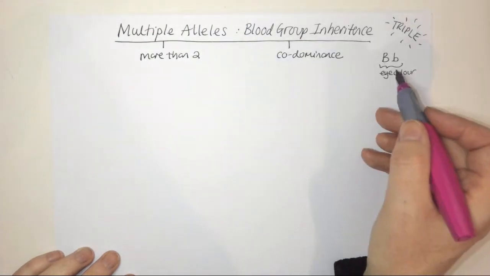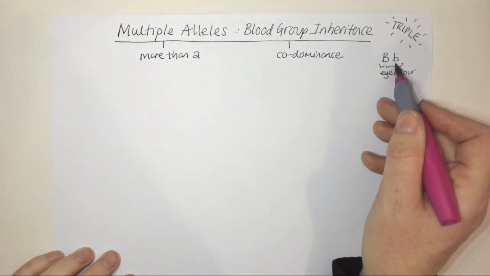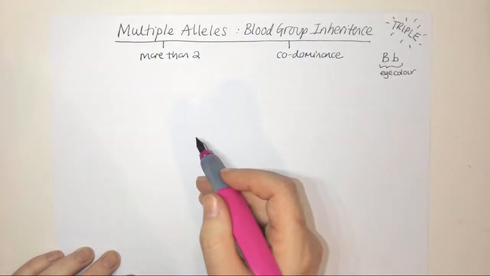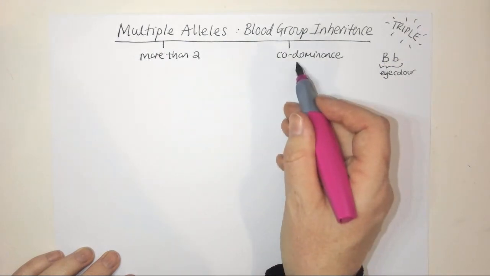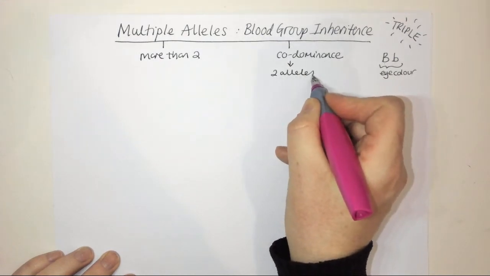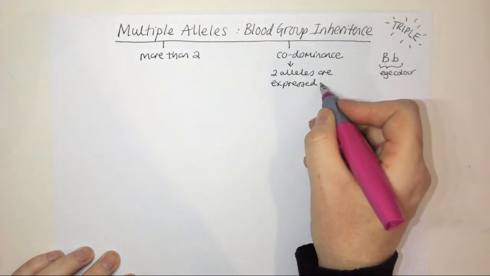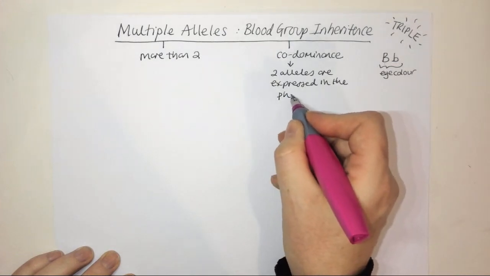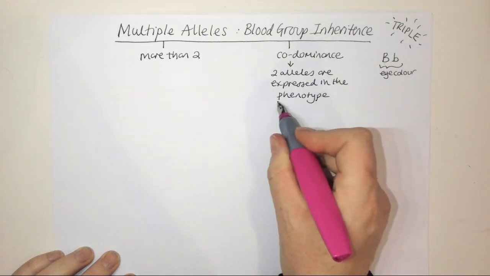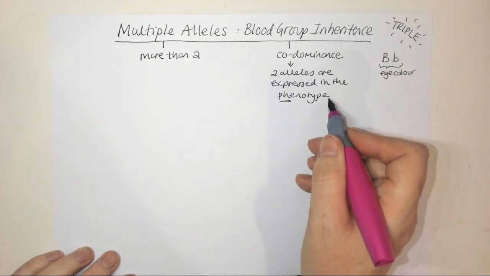So codominance is where, what if we had brown and a blue? This doesn't happen, but what if we had browny blue? A sort of middle ground somehow. And we get a little bit of this happening with our blood group inheritance. So that's codominance. And this means where two alleles are expressed or shown up in the phenotype. Remember that phenotype means the physical characteristics, the outcome of the genotype.